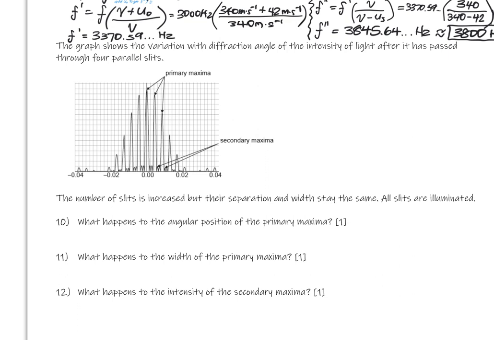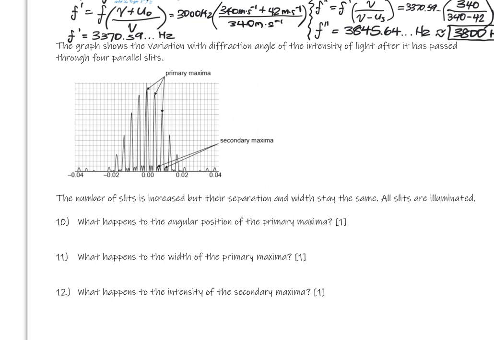Graph shows variation with diffraction angle of the intensity of light after it's passed through 4 parallel slits. And then it says the number of slits is increased, but their separation and width stay the same. All of the slits are eliminated. Okay, so let's take a look at the questions.